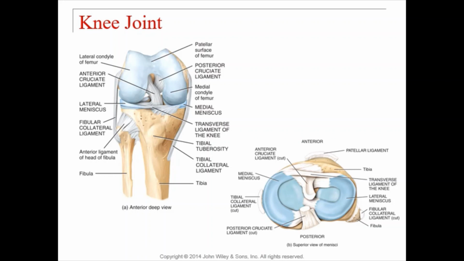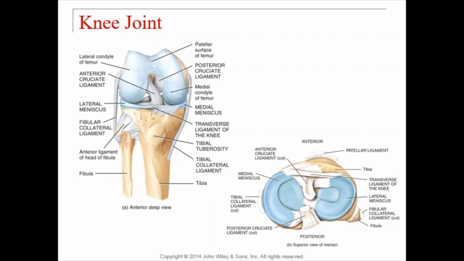Going from the femur up top to the back of the tibia, posterior cruciate ligament. Going from the femur up top to the fibula, fibular collateral ligament or lateral collateral ligament. And going from the femur up top to the tibia down below is the tibial collateral ligament or medial collateral ligament. And then to finish off the knee joint, we look at 2 other structures here.